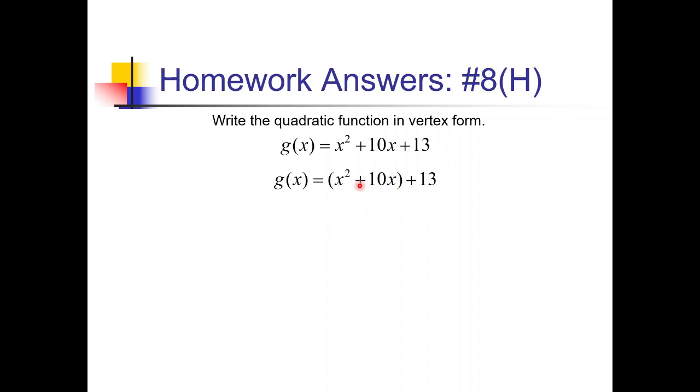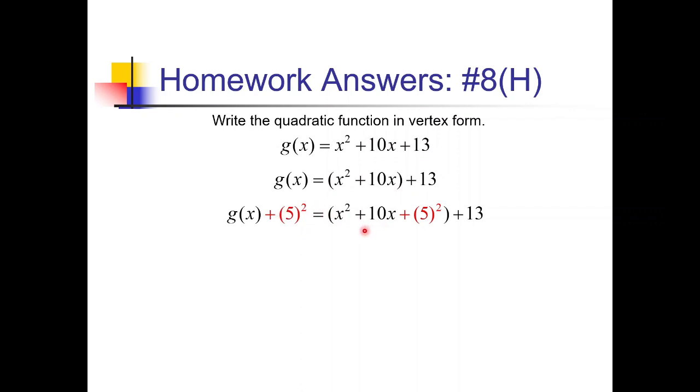So I take half of 10, which is 5. That's my b value I'm taking half of. So I'm going to square 5 and add that inside the parentheses, and also on this other side. Now, if there had been a number outside this parentheses that I factored out initially, I'd have to multiply this 5 squared by whatever that number was. Since there's just an invisible one, I'm not going to worry about that.